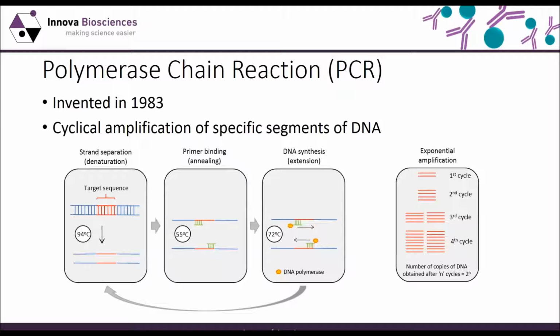It's usual to perform 25 to 35 rounds of this 3-step cycle. Too few cycles means that not enough product is generated for adequate detection, while too many cycles can result in the production of unwanted secondary products. The number of copies of the target DNA sequence which are formed after n cycles is defined by 2 to the power of n.